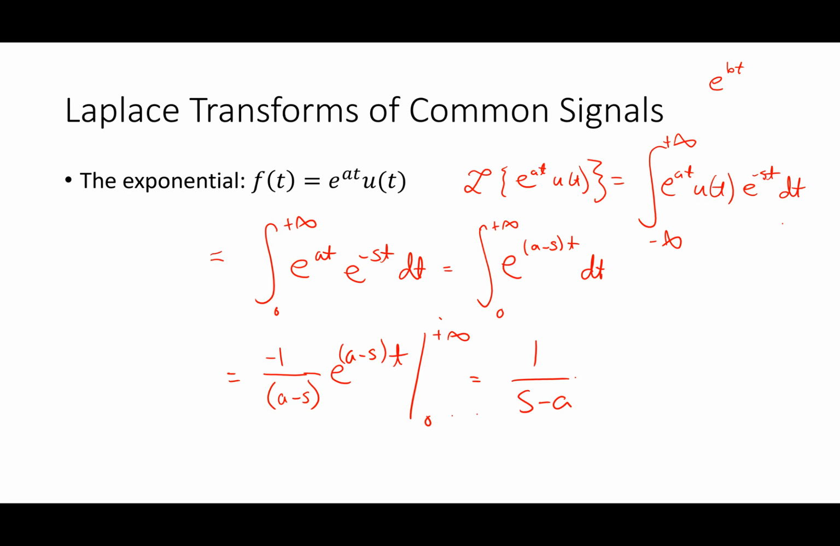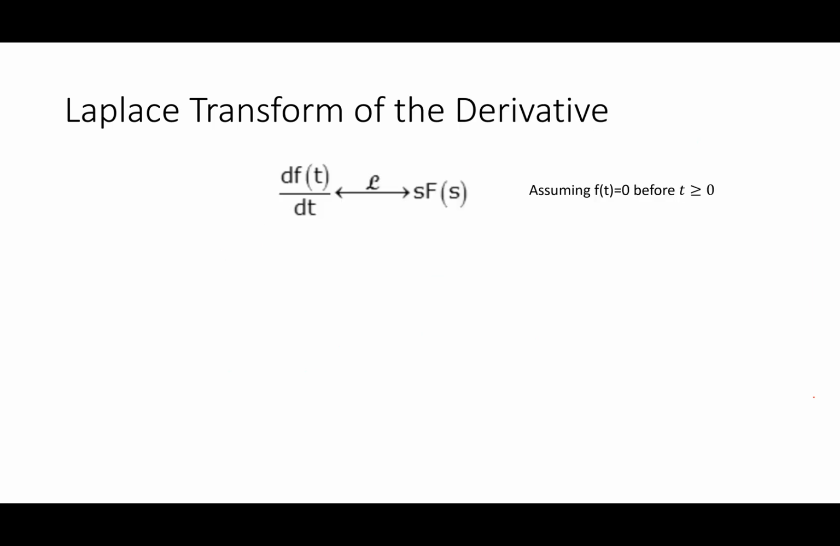So again, looking at this, what we say is that if I have e to the at u of t, its Laplace transform is basically 1 over s minus a. So the important thing is we go from the time domain to this Laplace domain, we end up with some algebraic function of s. And we're going to show how we use that as we go through here. The important thing is how we apply this to circuits; you saw this in differential equations.